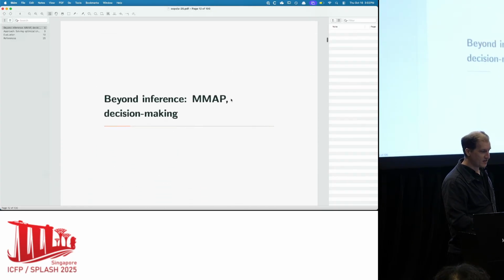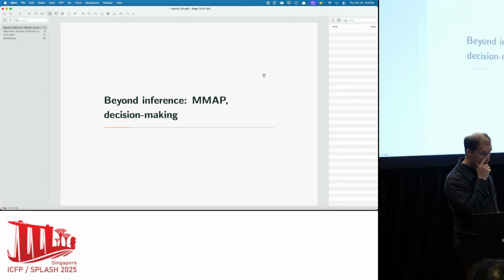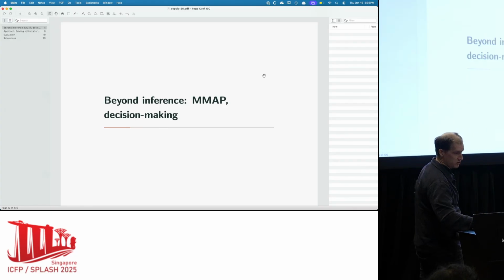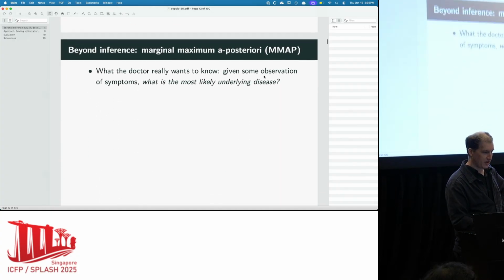So I'm here to tell you about the things we should be doing next. I think we should be thinking more about questions that go beyond inference. And I think that there's two in particular that I want to tell you about, marginal MAP and decision making. And they're both going to be very similar questions. They're going to be solved with very similar methods, but they're very interesting and compelling kinds of questions.